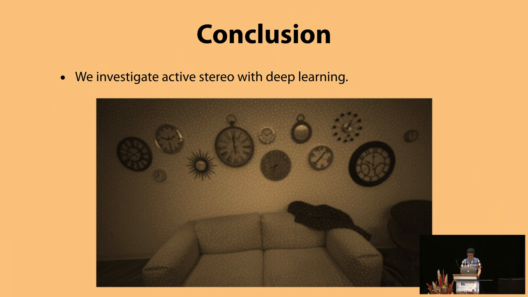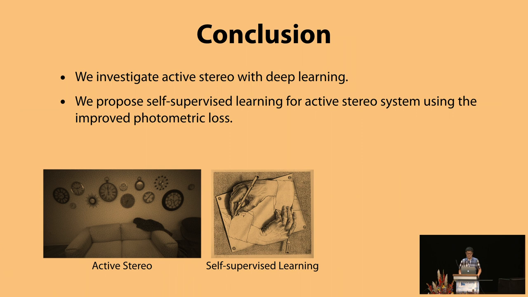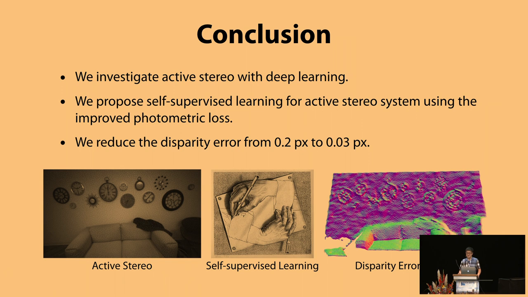And in the end, as a take-home message, we investigate active stereo with deep learning. We propose a self-supervised learning method for active stereo systems using an improved photometric loss and reduce the disparity error from 0.2 pixel to 0.03 pixels. And thank you.